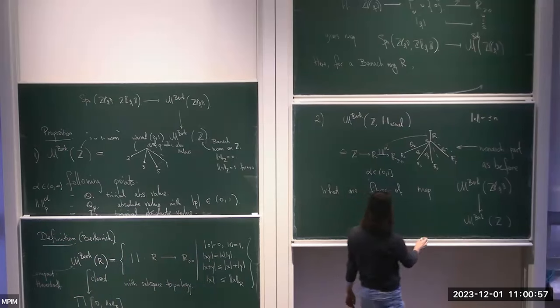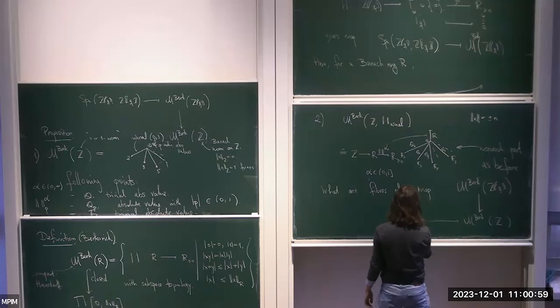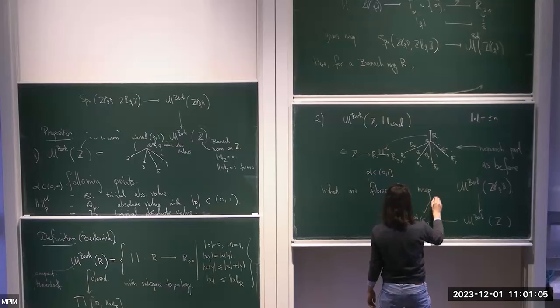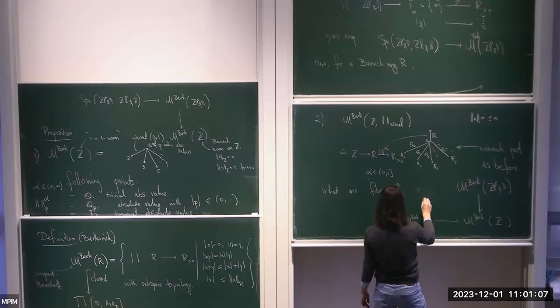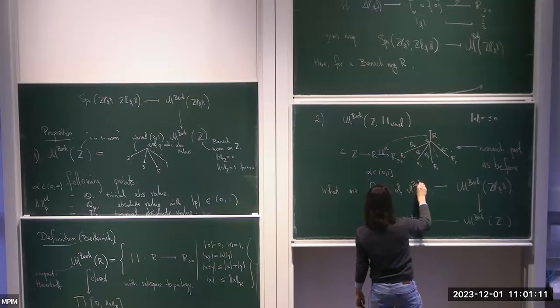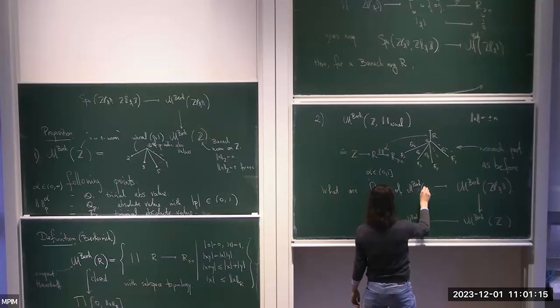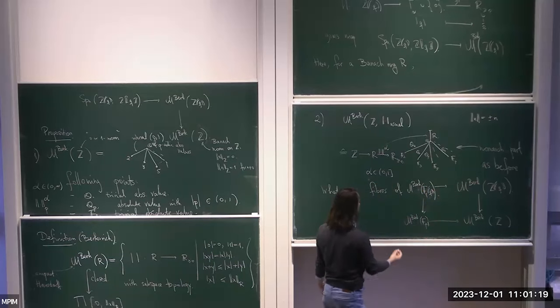For example, if you take the fiber at a prime p, just F_p, well, then it's just one point. As usual, the formation of Berkovich space commutes with some kind of fiber products. And then the product ring would be F_p Laurent series in q. And this is just a point.